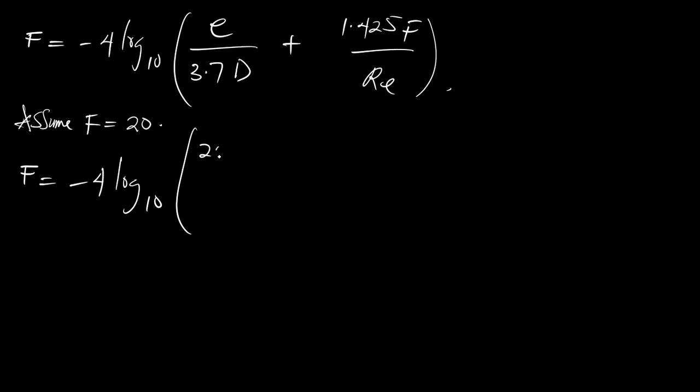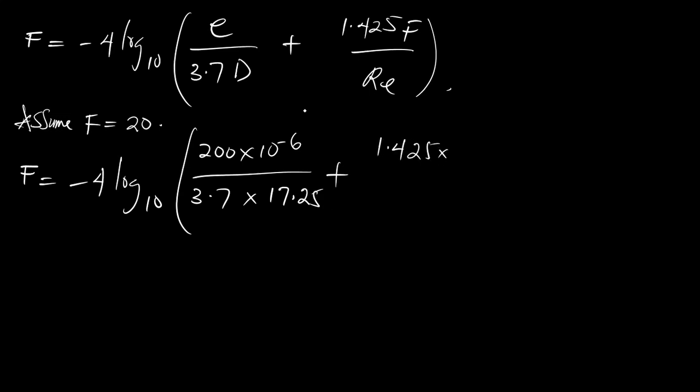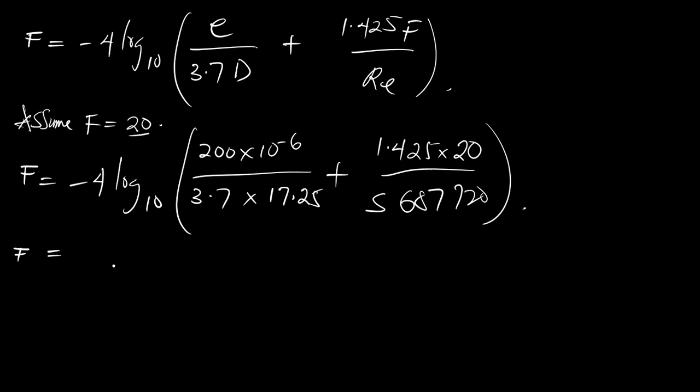to be 200 times 10 raised to the power minus 6 divided by 3.7 divided by 17.25 plus 1.425 times the assumed value, which is 20, divided by the Reynolds number, which is 5,687,720. Now let's calculate the F.